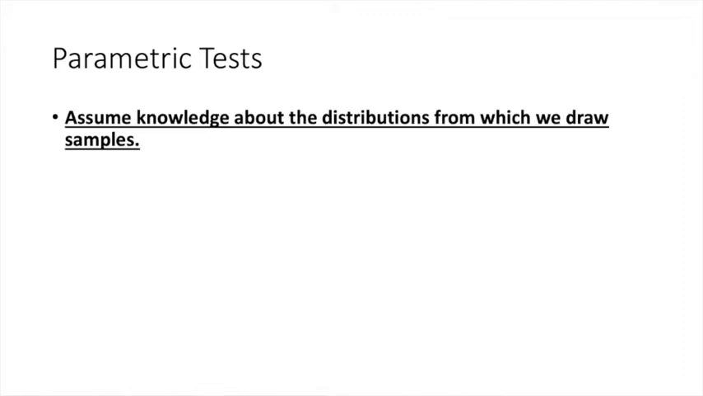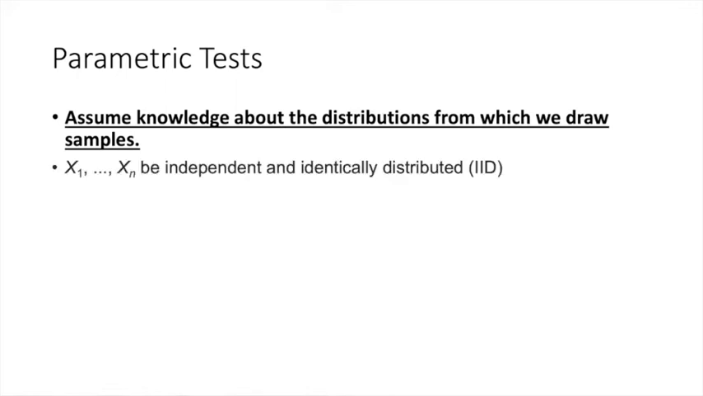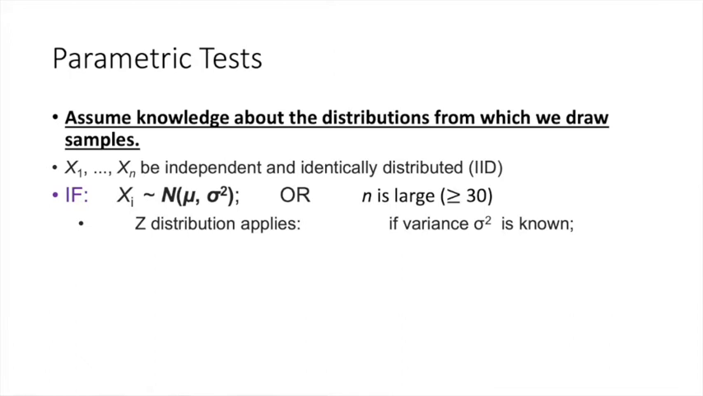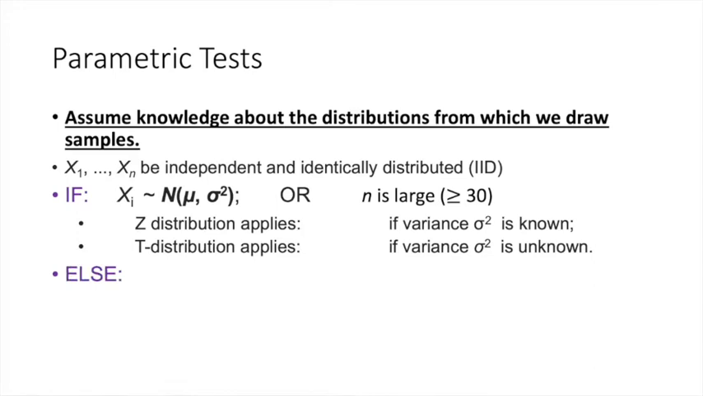Parametric tests such as the z-test and the t-tests assume knowledge about the distributions from which we draw our samples. First off, they require that the observations within the sample must be independent and identically distributed. That is, they should be sampled with replacement and come from the same population. Then, if the underlying population is normally distributed or the sample size is large, we have two options. If the variance of the population is known, we apply the z-test, which assumes a z distribution. However, if the variance is not known, then we apply the t-test. However, if the sample size is small and the population is not normal, then what do we do?